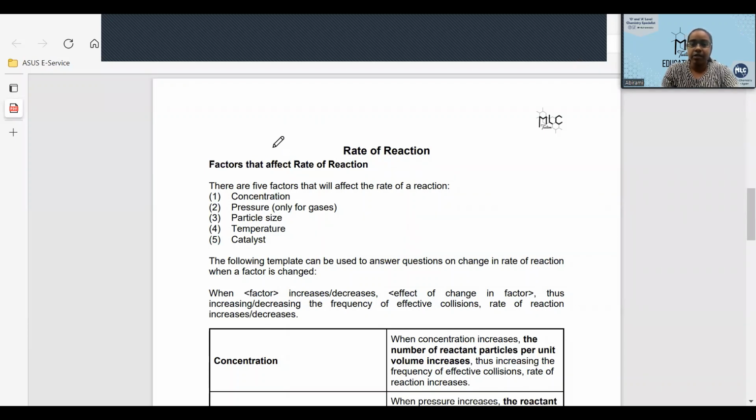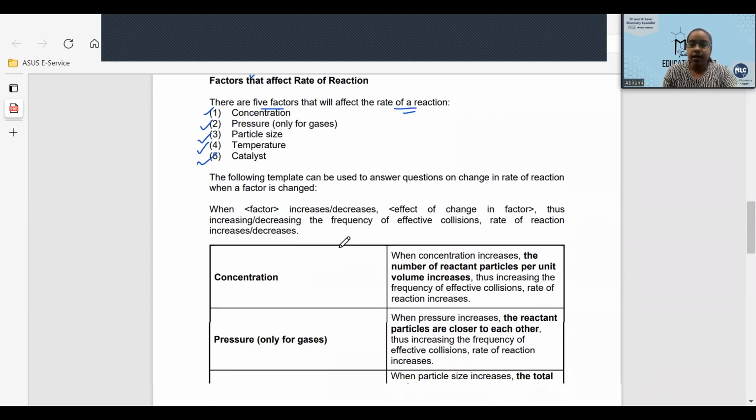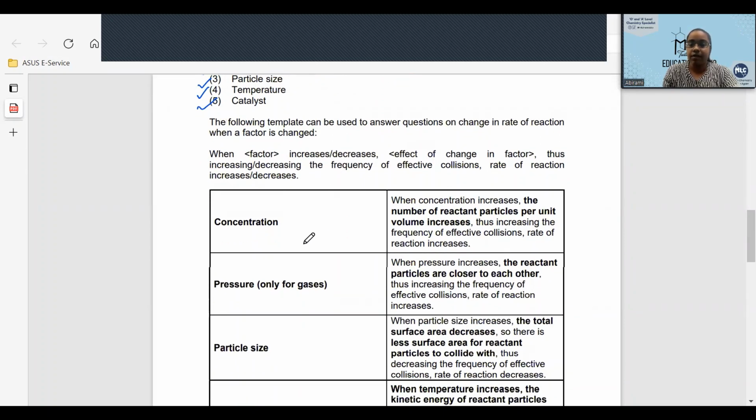Okay, today under rate of reaction, we'll be looking at the factors that affect the rate of reaction. In total, there are 5 factors that will affect the rate of a reaction. They are concentration, pressure, particle size, temperature, and lastly, catalyst. So let's look at each of the factors and how they affect the rate of reaction.